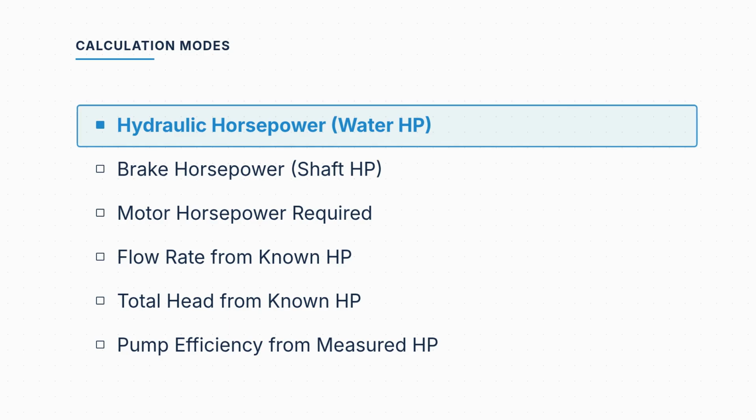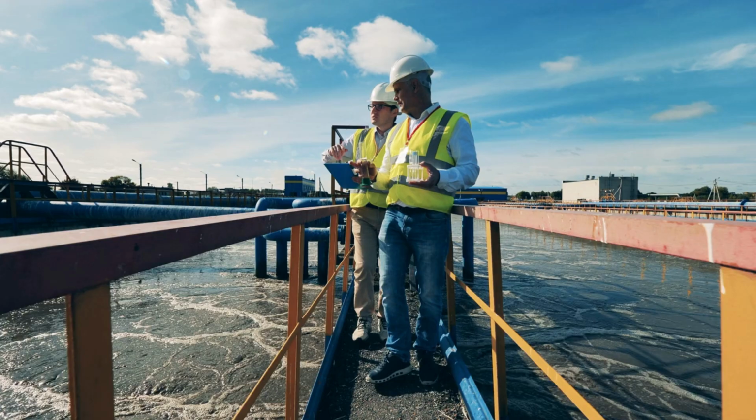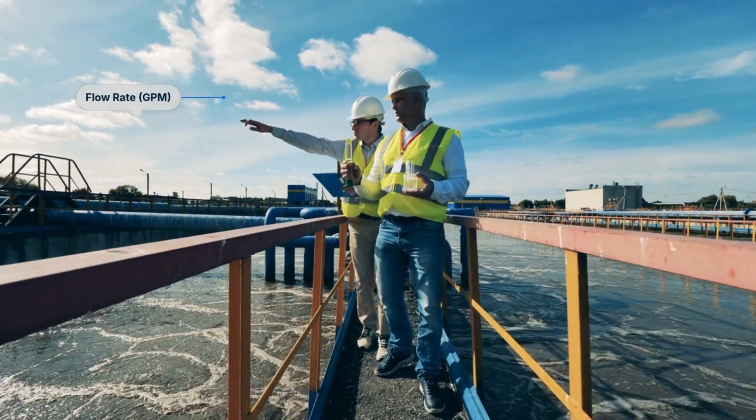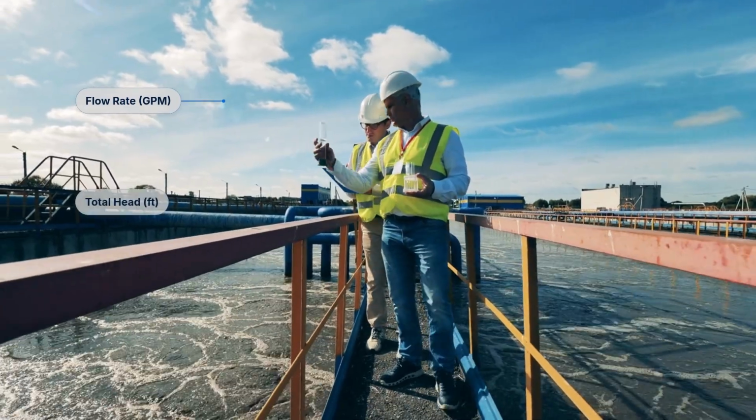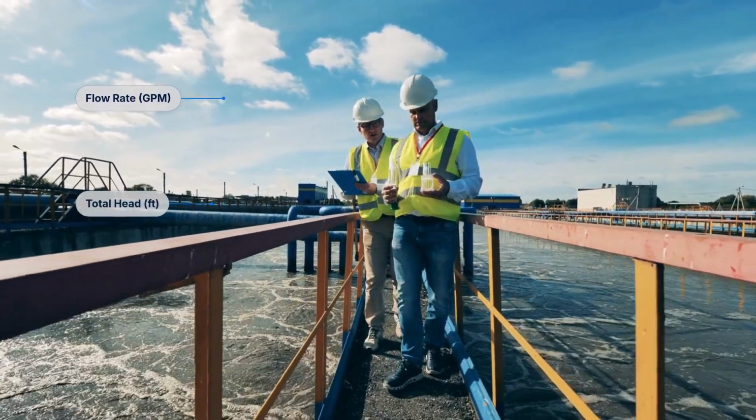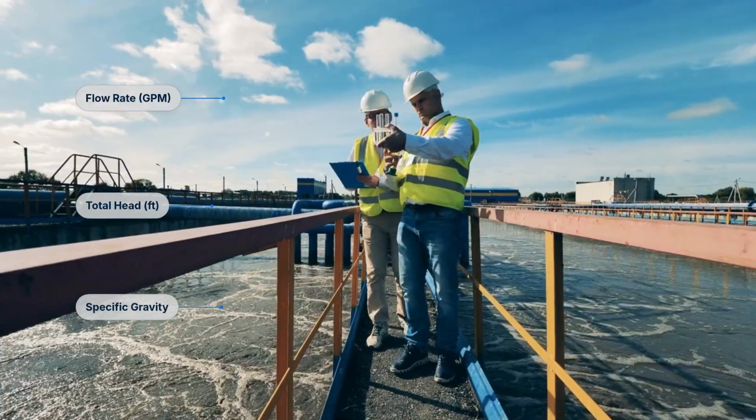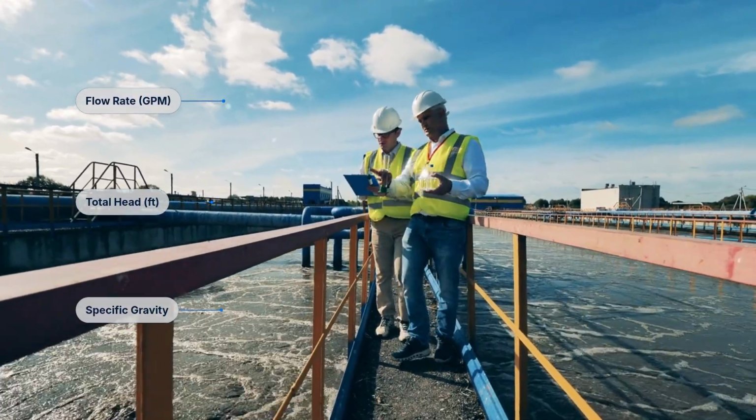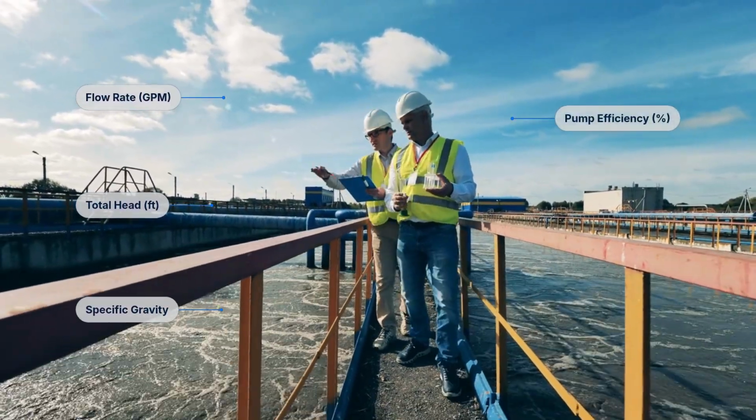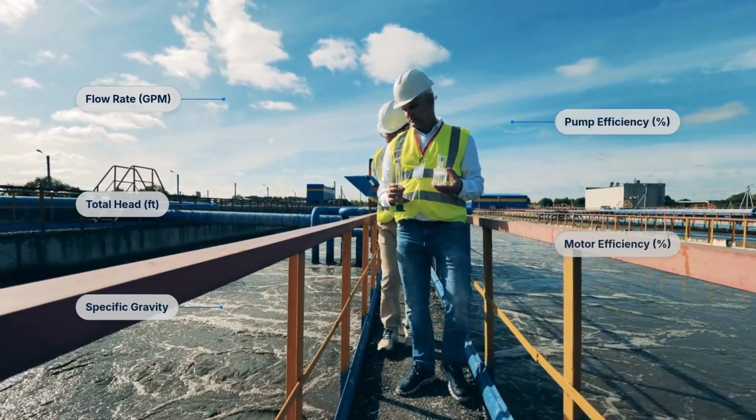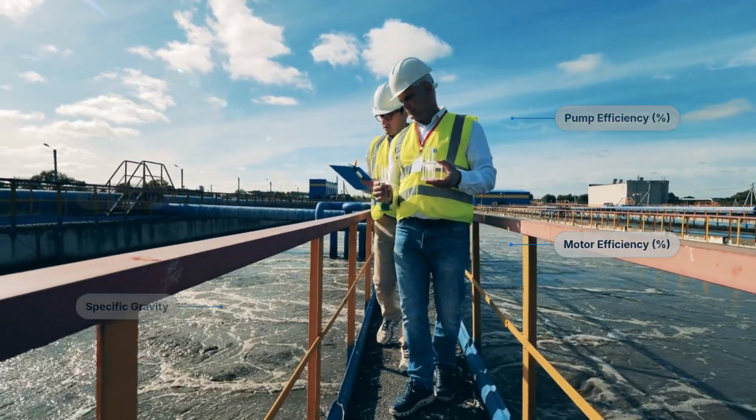For this demonstration, we'll use hydraulic horsepower. Enter your flow rate in GPM, total head in feet, and specific gravity. Set your pump efficiency as a percentage between 1 and 100. Input your motor efficiency percentage, also between 1 and 100. There's also a horsepower (HP) field and a brake HP measured field for other calculation modes.